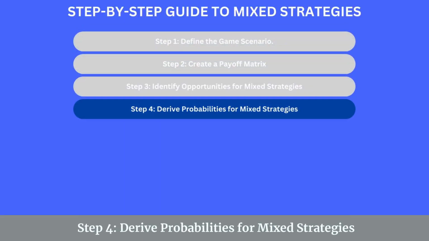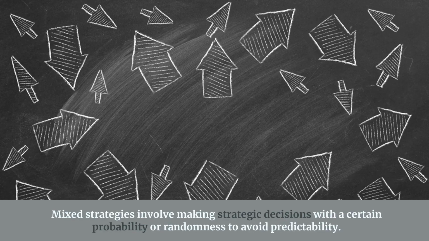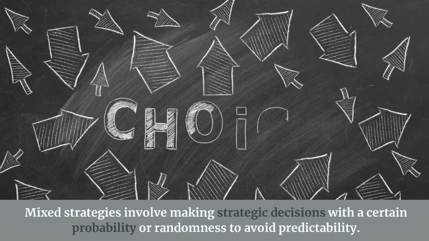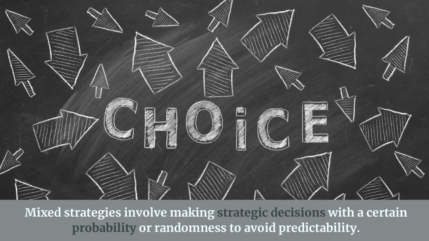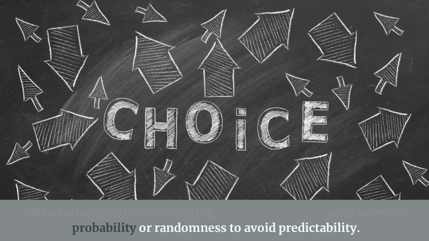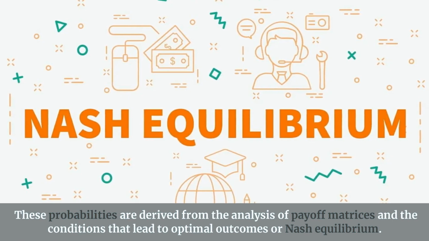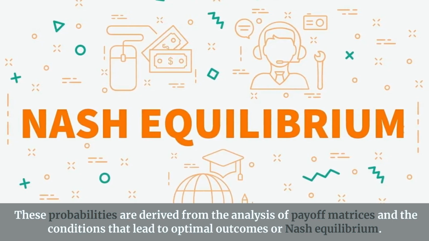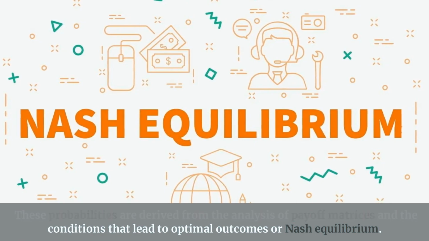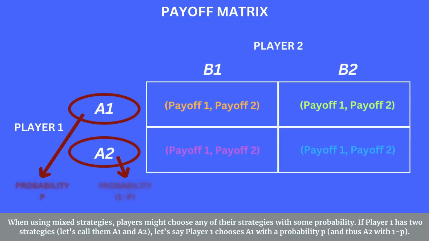Step 4. Derive probabilities for mixed strategies. Mixed strategies involve making strategic decisions with a certain probability or randomness to avoid predictability. These probabilities are derived from the analysis of payoff matrices and the conditions that lead to optimal outcomes or Nash equilibrium. When using mixed strategies, players might choose any of their strategies with some probability.